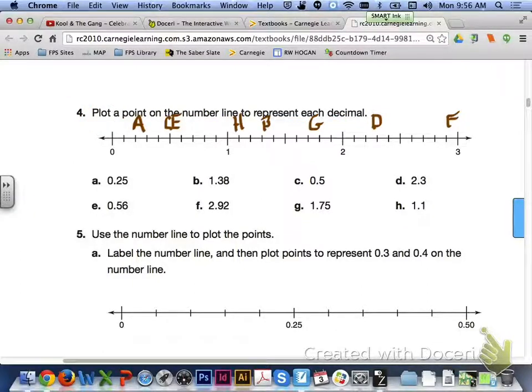Hopefully when you plotted your points on the number line to represent each decimal, it was pretty close to what you see that I have here listed for each. For letter A, we should have 25 hundredths. Letter B, 1 and 38 hundredths. Letter C is 5 tenths. Letter D, 2 and 3 tenths. Letter E, 56 hundredths. Letter F, 2 and 92 hundredths. Letter G, 1 and 75 hundredths. And letter H, 1 and 1 tenth.